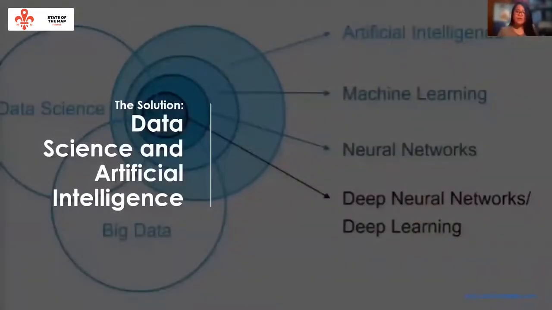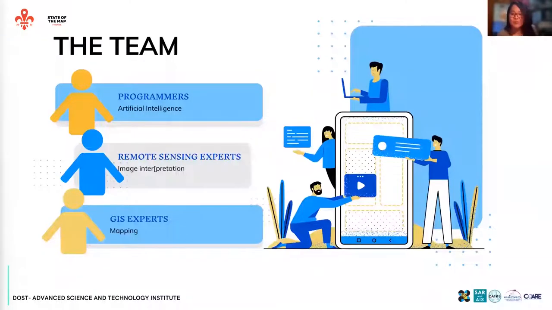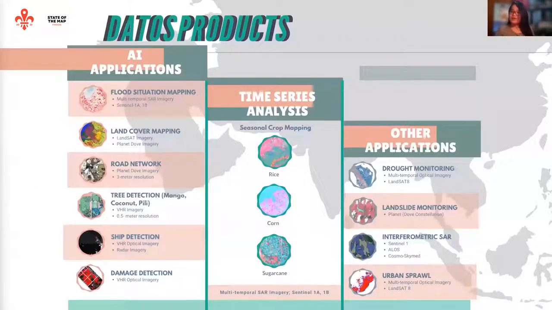The manual processing of the available Earth observation datasets nationwide requires time, money, and very high technical expertise. So our solution is artificial intelligence. To be able to do this, specific expertise is needed. So currently, this is our team composition. We have programmers for artificial intelligence. We have remote sensing experts for image interpretation. We have GIS experts for mapping, and we also have admin and communication people for IECs and marketing. We do this because we believe that our diverse expertise would mean a more seamless information distribution, from technical to technology proliferation. So these are the DATOS products.